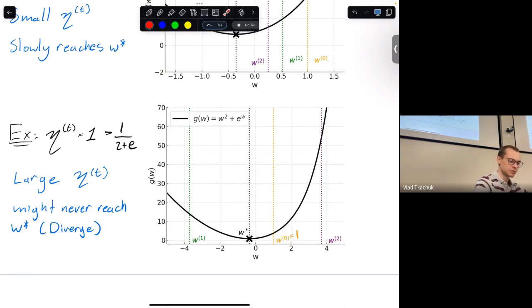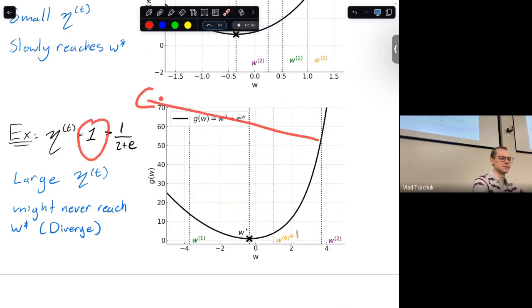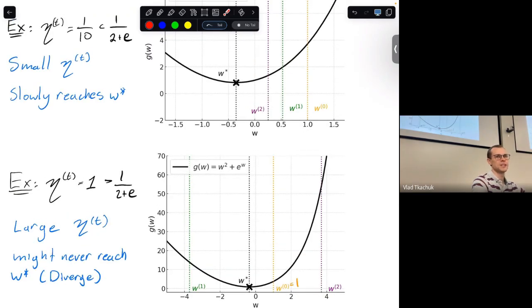But now look at this first step. The first step went from W0 to W1 all the way over here. It completely overshot W star. It completely missed this guy and went all the way there. And then from W1, you take another step, you go to W2, which overshot W star again. And it turns out if you actually repeat this process with a step size of 1, you're going to get something even bigger, and then something even bigger. And what's going to happen is you're never even going to reach W star. And this is called diverging.